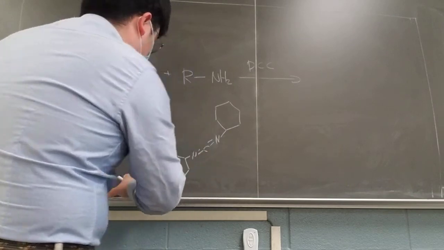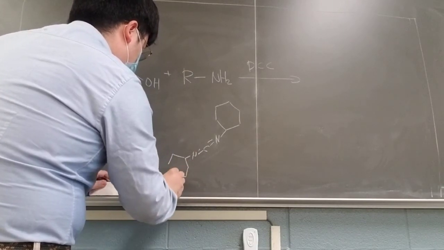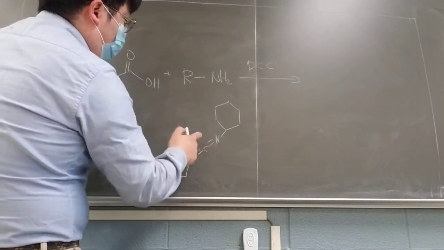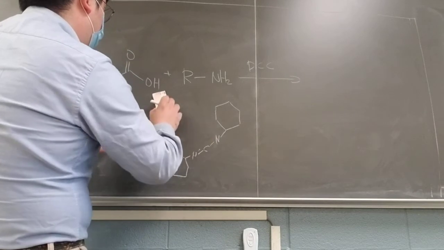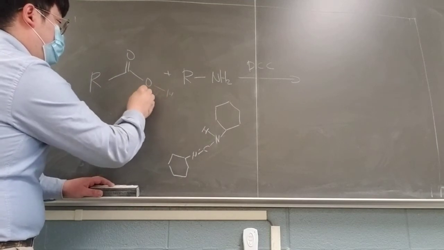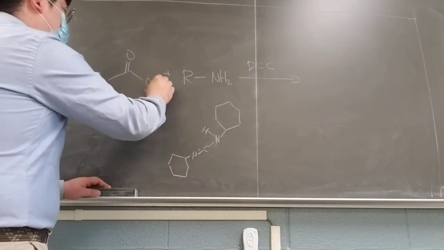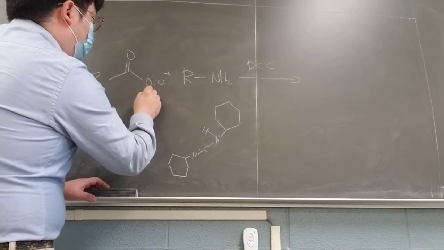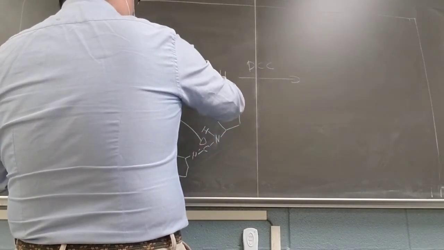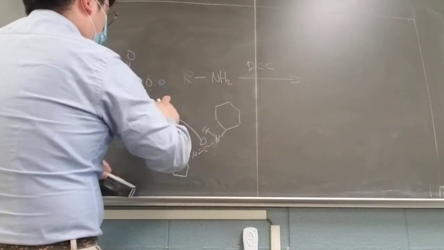It looks like this one. And then what happens to this one is that DCC actually catches the hydrogen over here. Previously the electron goes on here. So this is the negative charge, right? And then this goes to the carbon.